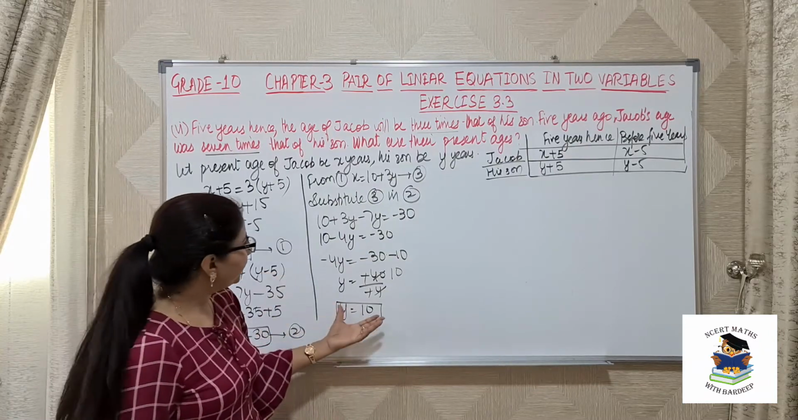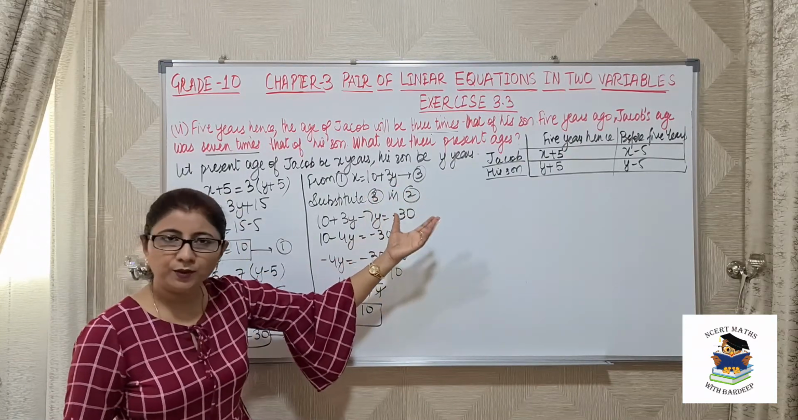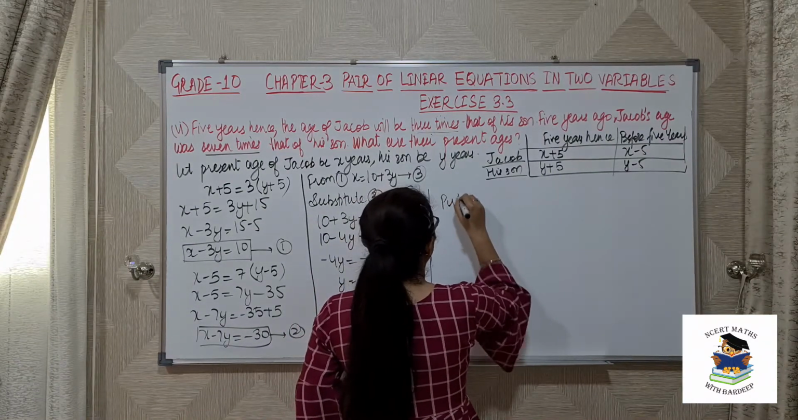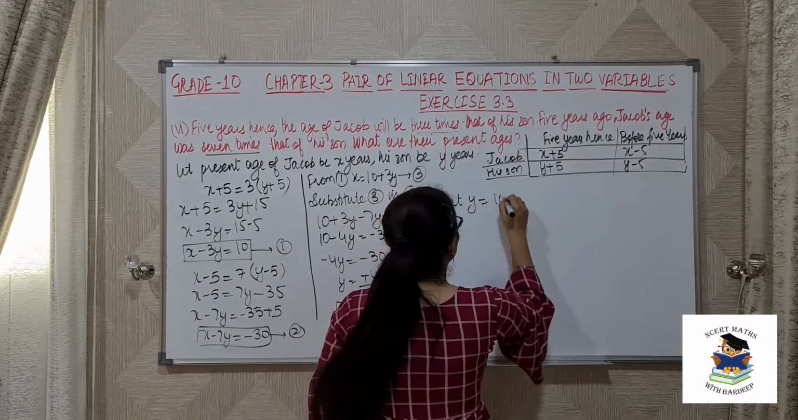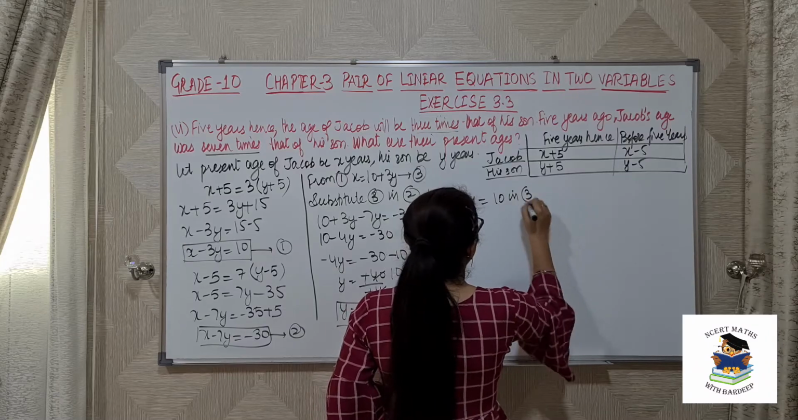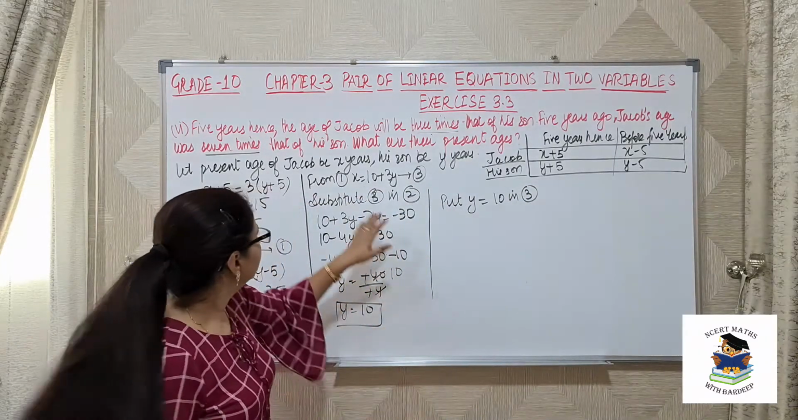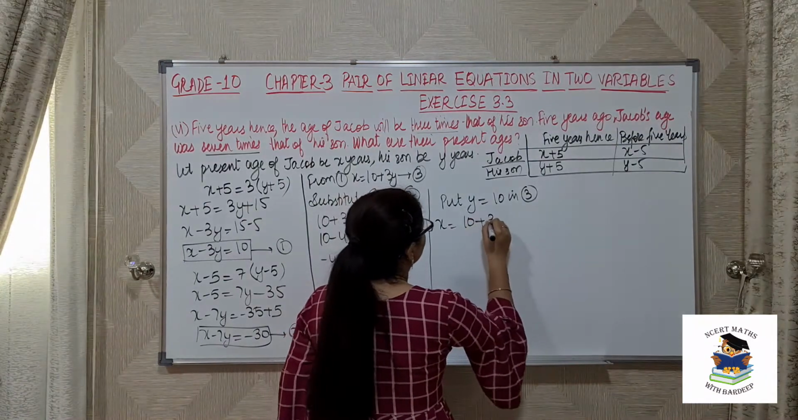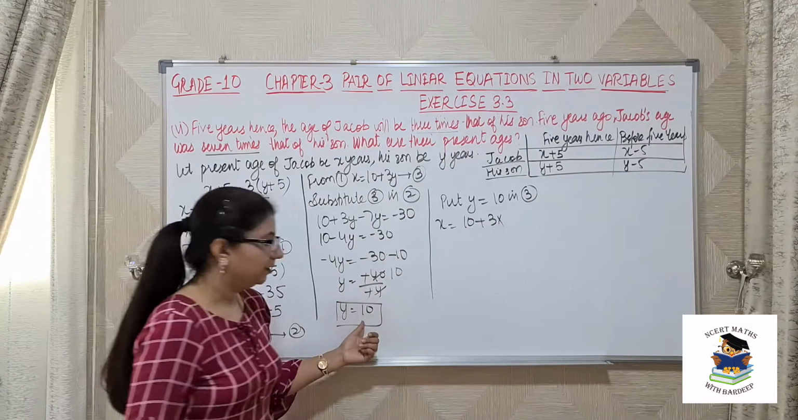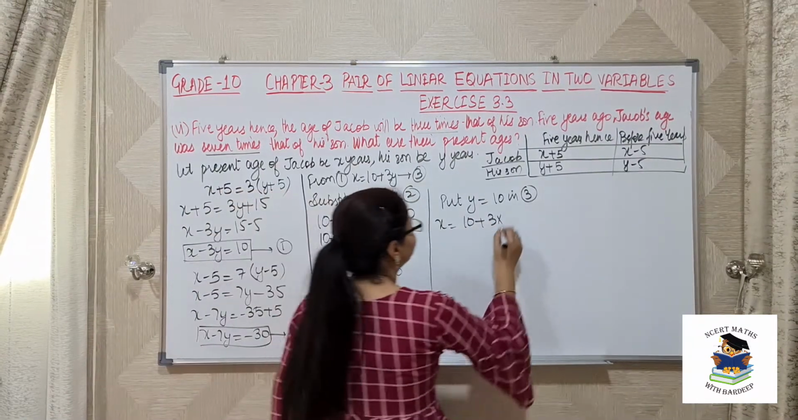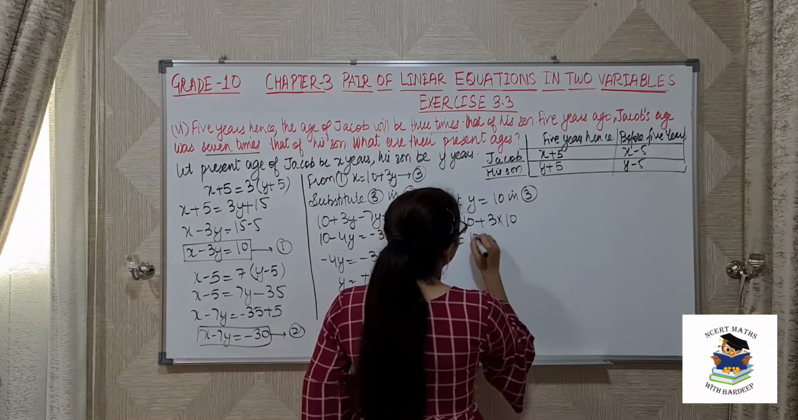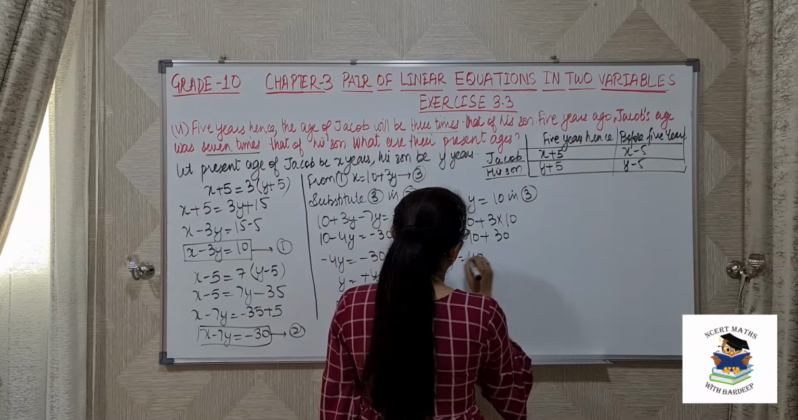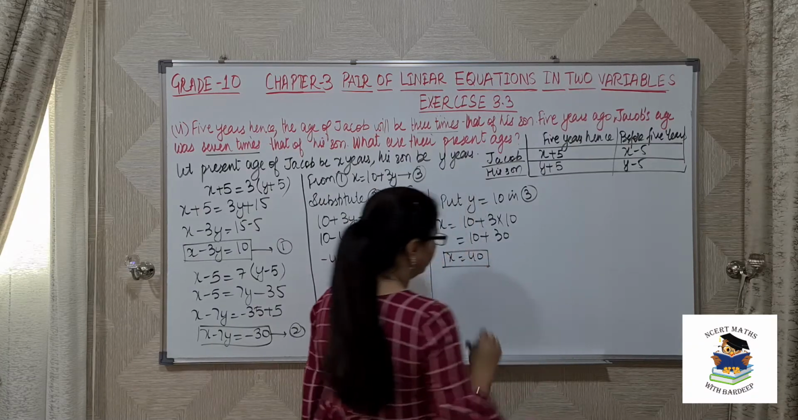So now how to find x? Put this value in equation number 3. So put y equals 10 in 3. So what is x then? This is 10 plus 3 times y, and y is 10. So 10 plus 3 into 10 is 30. So x is equal to 40.